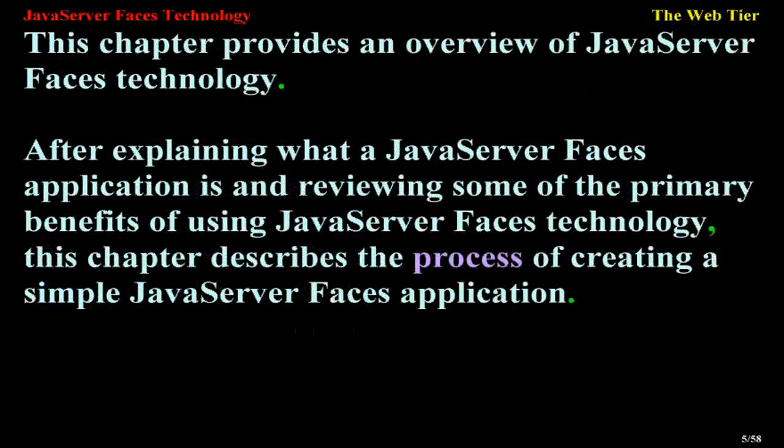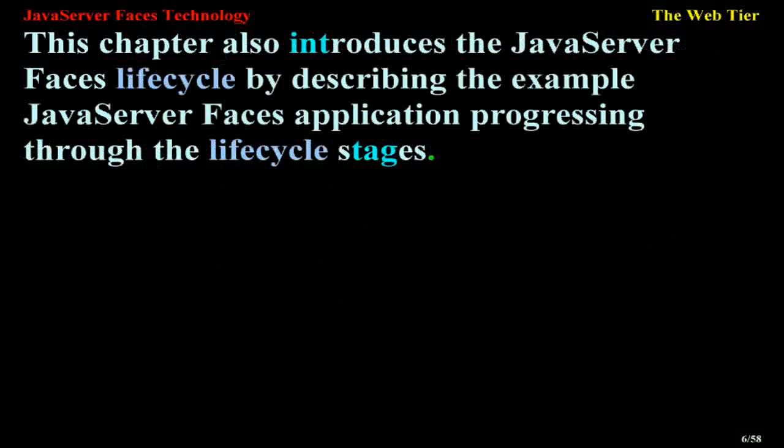This chapter provides an overview of JavaServer Faces technology. After explaining what a JavaServer Faces application is and reviewing some of the primary benefits of using JavaServer Faces technology, this chapter describes the process of creating a simple JavaServer Faces application. This chapter also introduces the JavaServer Faces lifecycle by describing the example JavaServer Faces application progressing through the lifecycle stages.